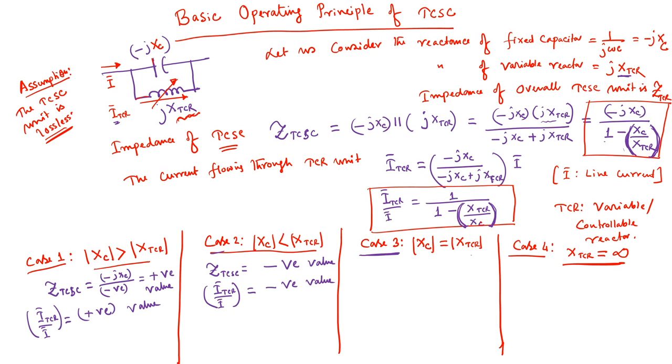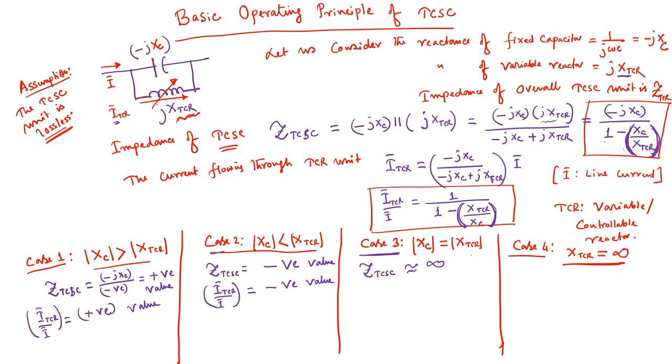So, this ratio XC to XTCR would be equal to 1. So, in the denominator of ZTCSC, it will be 1 minus 1, which is 0. Therefore, this ZTCSC will be close to infinity. Okay. It will be close to infinity.